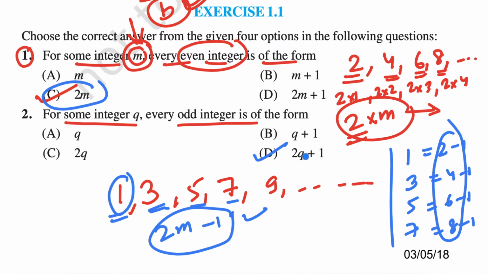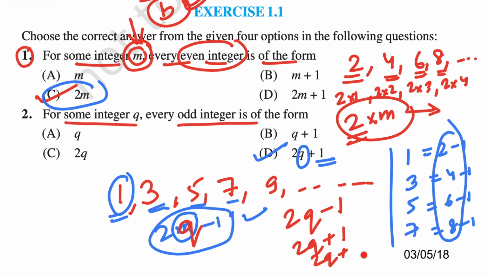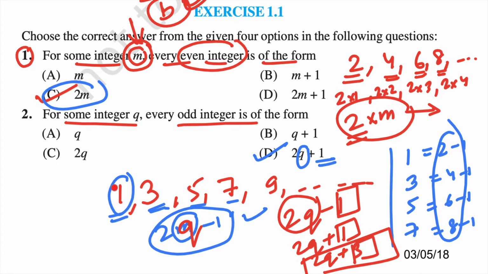If we take the m value as 0, then it will become an odd number, right? Here I have taken m, but in the question it is q, so you can take q. So you can take 2q minus 1, 2q plus 1, you can also take 2q plus 3. An even number, when you add or subtract an odd number, will always give you an odd number. So an odd number can be written as an even number plus an odd number. This number is even, plus 1 is an odd number.